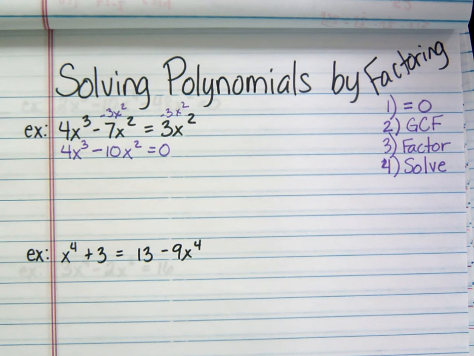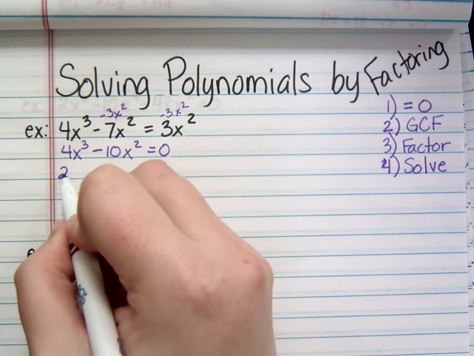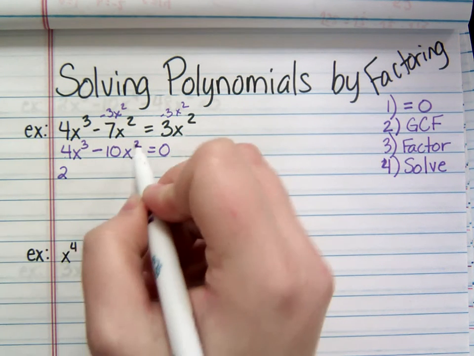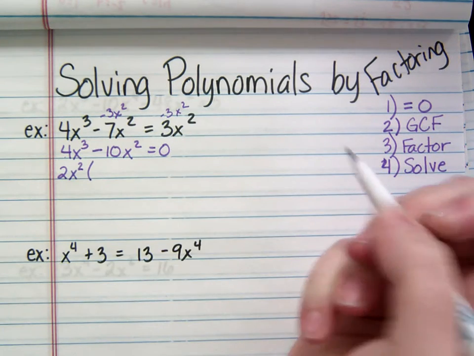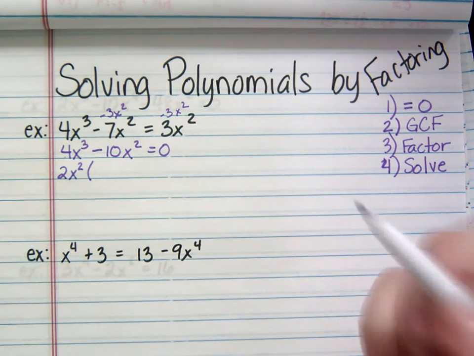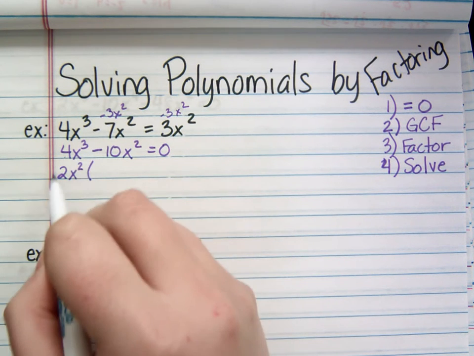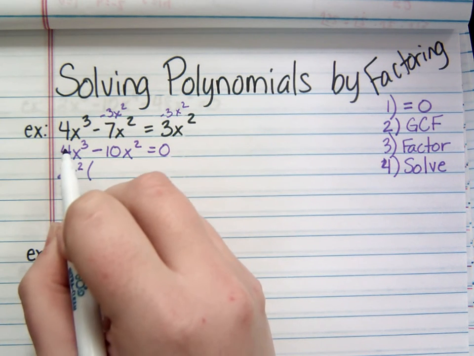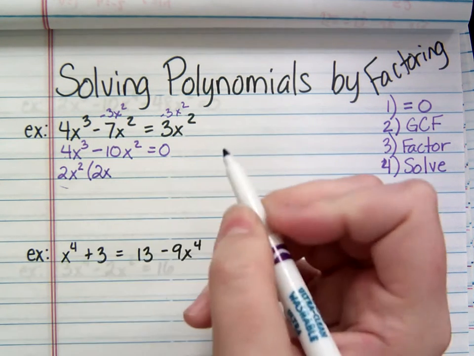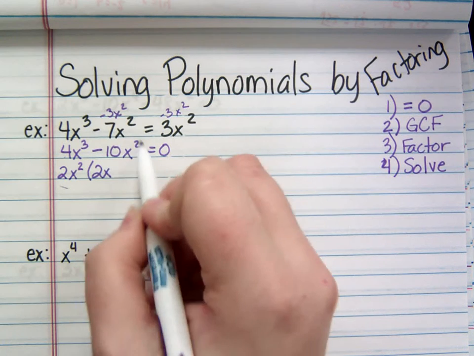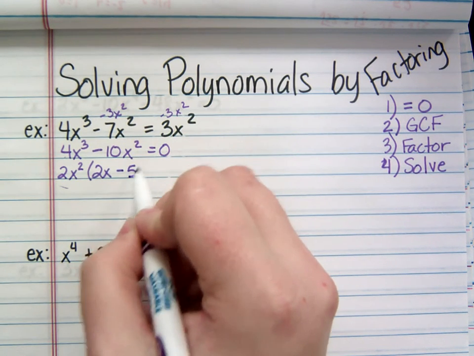Then you look for a GCF. In this case, 4 and 10 are both divisible by 2. X cubed and x squared are both divisible by x squared. Now remember, when you're taking out a GCF, basically you're dividing both of those terms by that factor. So 4x cubed divided by 2x squared will give me 2x. And then 10x squared divided by 2x squared gives me 5.